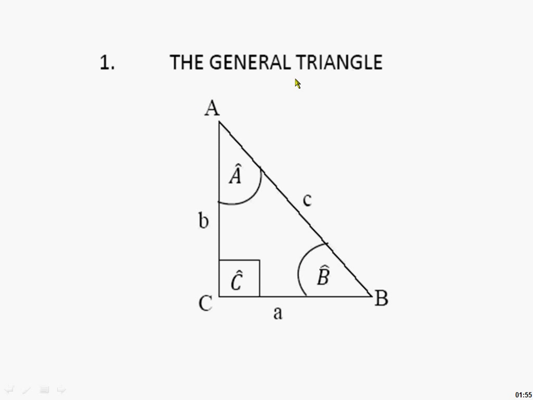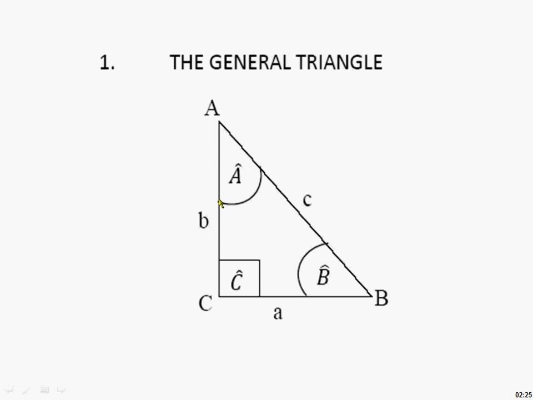This is our general triangle, and in our general triangle there are certain things that we need to know about, and those things are as follows. The vertices are labeled capital A, B, C. Now these could be any letters. It could be P, Q, R, L, M, N, any combination, but they are actually capital letters.